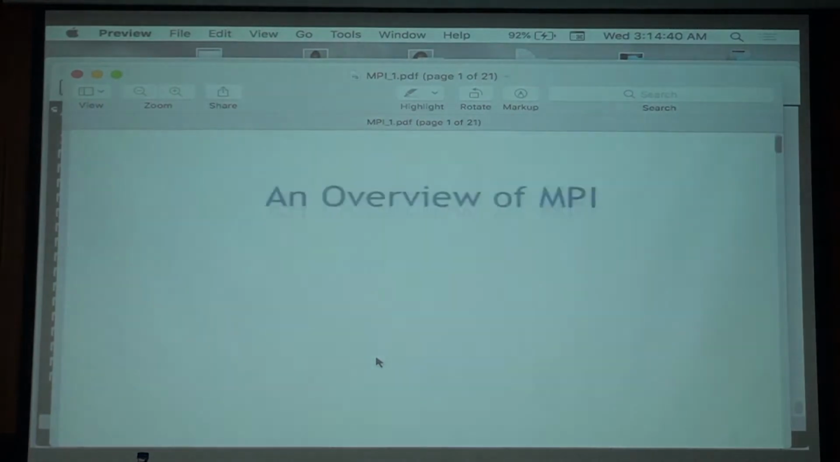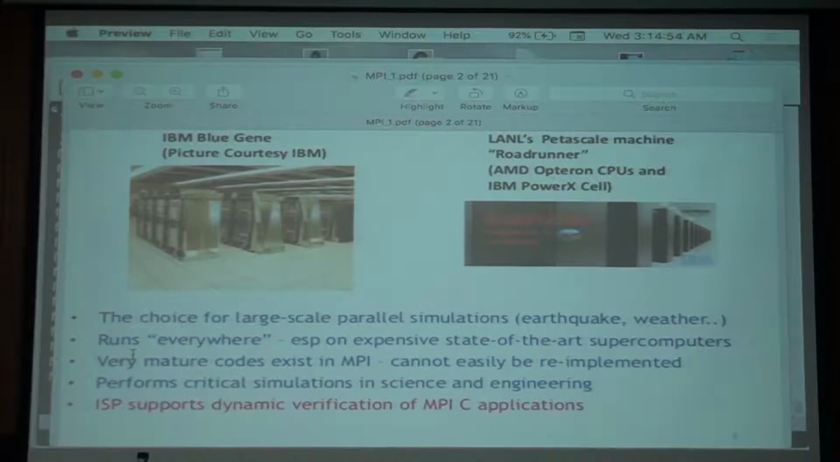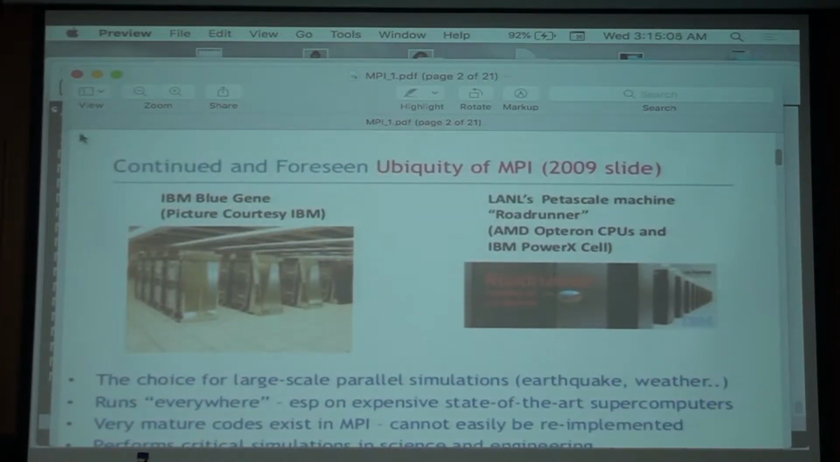Yeah, so an overview of MPI. This is such an old slide. I had given a tutorial in 2009, and I looked at some of my old slides and said some of them still make sense. The diagrams have changed, the machines have changed, but some of the ideas still are okay. I won't have too many slides anyway. So the largest machine then was one of these IBM machines, and Roadrunner was there. But the choice is a choice for large-scale parallel computing. So I even said continued and foreseen ubiquity of MPI. Well, that is true even 9 years later.